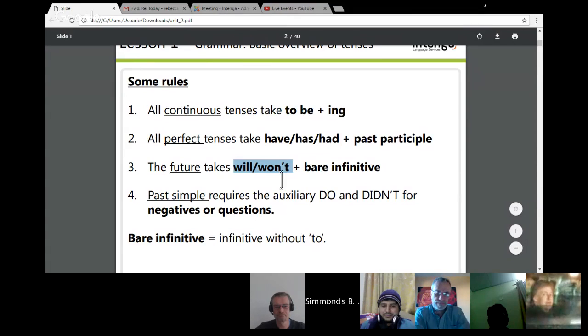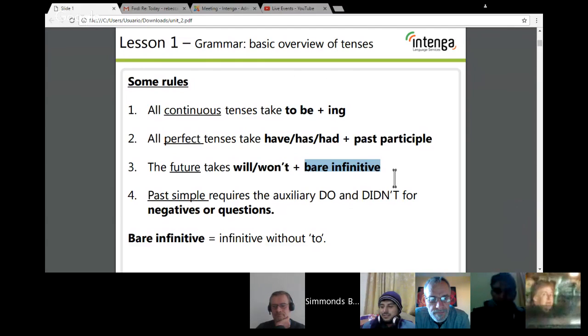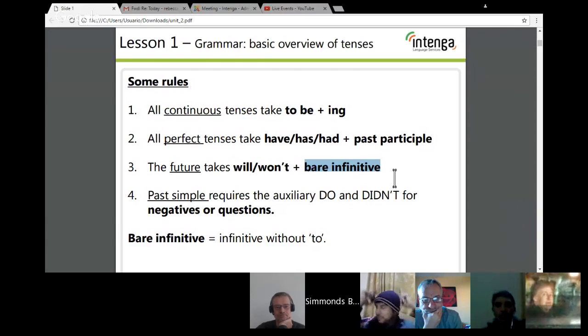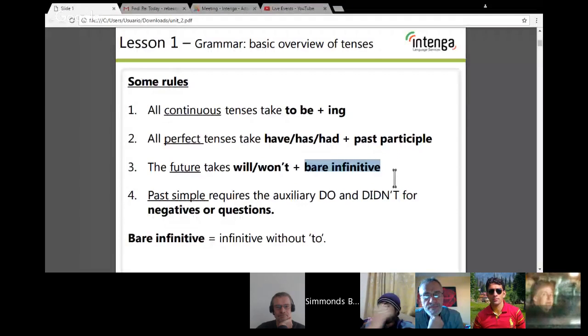So we're using will or won't. Won't is the negative form of the future. And this is the bare infinitive. I use the base verb. We can use the infinitive without to, okay? So for example, tomorrow I will eat lunch. That's a basic sentence there. Tomorrow I will eat, or tomorrow I won't have chicken. So it's just the base verb or the bare infinitive here.